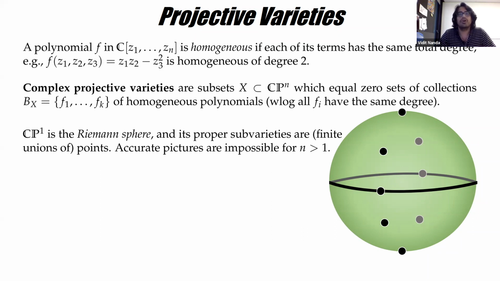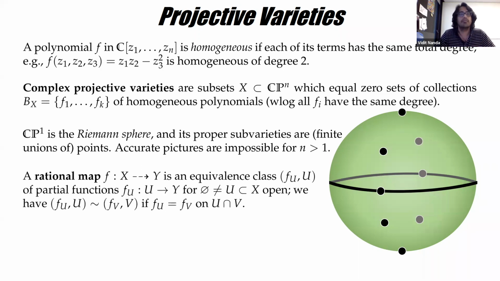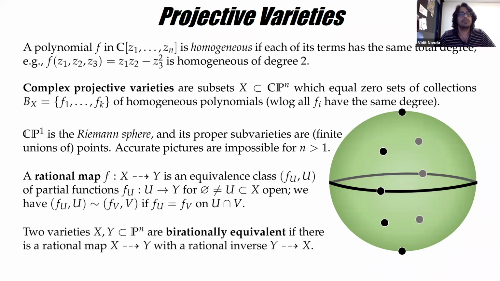And I cannot draw accurate pictures for n greater than 1, because the minute you have 2 complex dimensions, that's 4 real dimensions, and that's right out for me. The natural notion of morphism between 2 of these is a rational map. So you find an open dense set, and you have a germ of a rational map on the intersection. So these are equal on a dense subset. So 2 varieties are birationally equivalent if there's a rational map with a rational inverse.